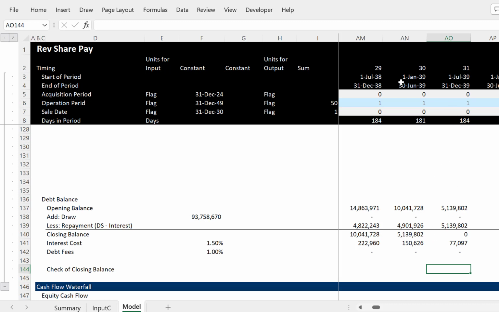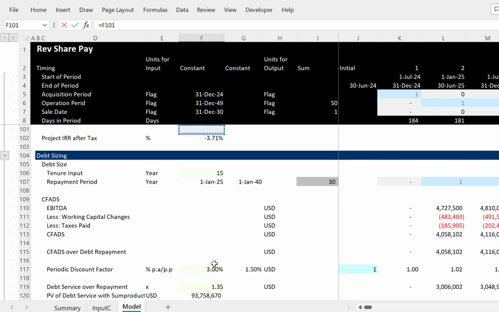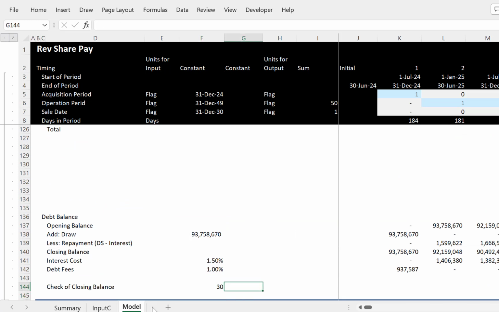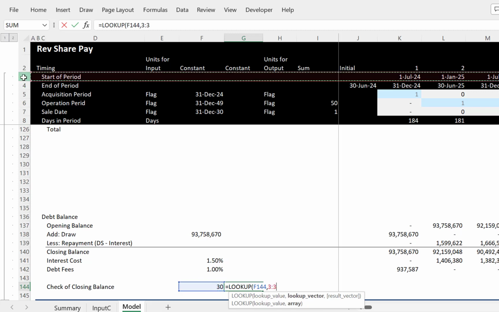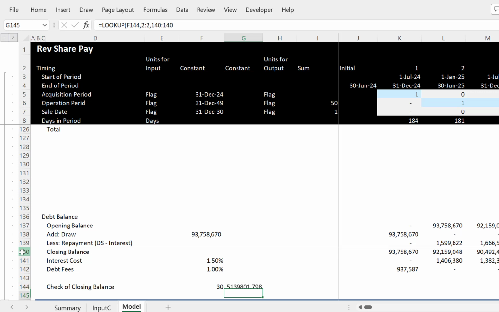we want to make sure that in this year 30. So where's our period? I hope we have a period up here somewhere. 15 years. I'm going to just multiply by 2. Don't yell at me. And then we can put lookup, and we can look up this, compare that to our period. Whoops. Timing period up here, and then compare that to the closing balance.